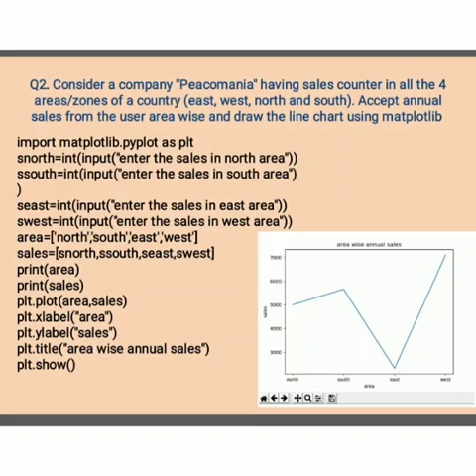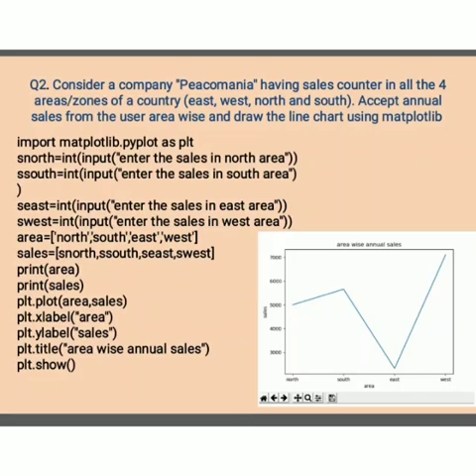Next three statements are the same. We will accept the values for the south zone, east zone and west zone. Once we are ready with all the sales, now what we have to do? We have to design the series. Data we have to provide for the x-axis and y-axis.